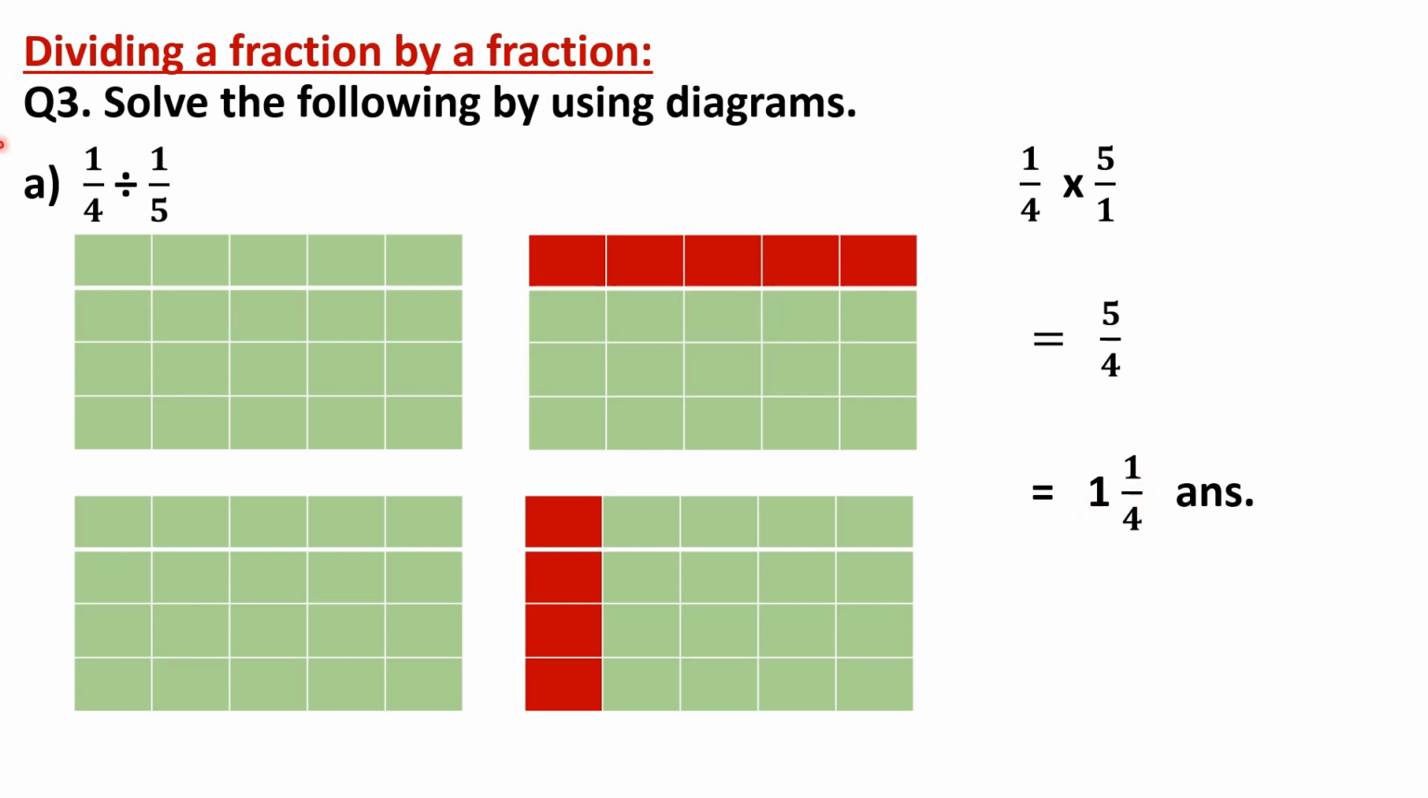Okay, and without using the diagram also we can solve it like this: 1 by 4 multiplied by 5 by 1, by taking the reciprocal as we were doing in the last question.